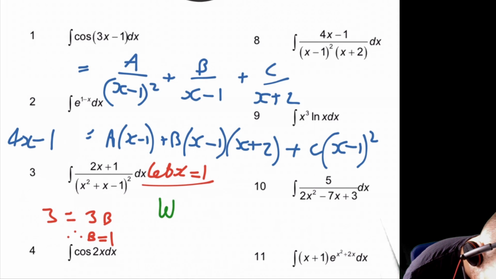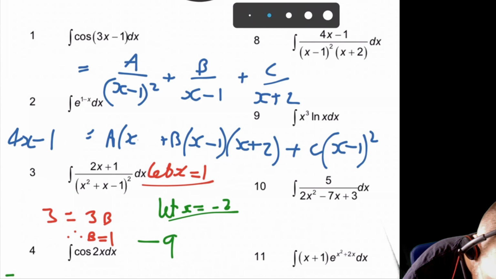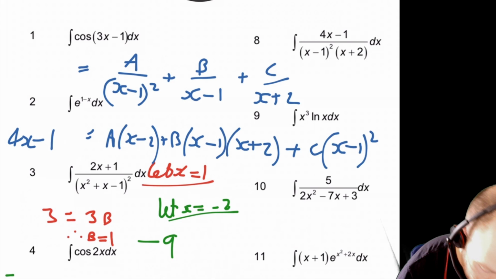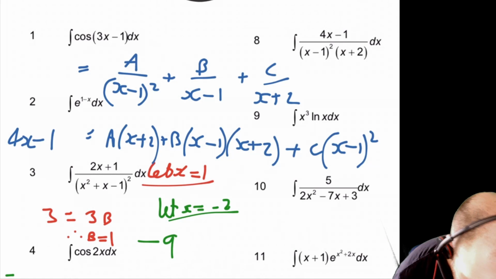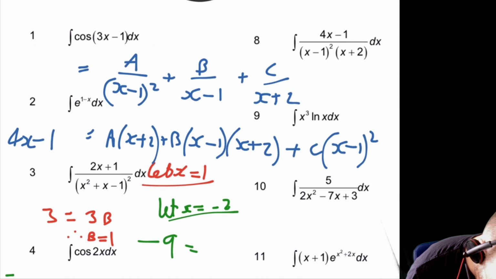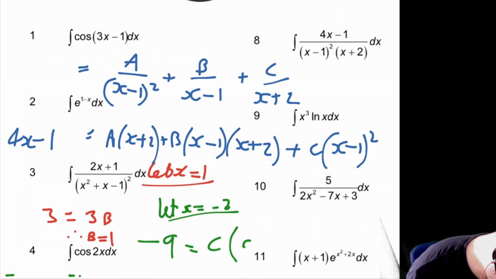Let x equal minus 2, so we're going to get minus 8 minus 1, minus 9. I've left something out, haven't I? Yep, I've done something wrong. That should be minus 2. Plus 2 even. Cool. So put minus 2 in, and a and b are going to disappear, so we're left with c. So we're going to get equals c times minus 2 take 1 is minus 3 squared, which is 9. So therefore c is negative 1.